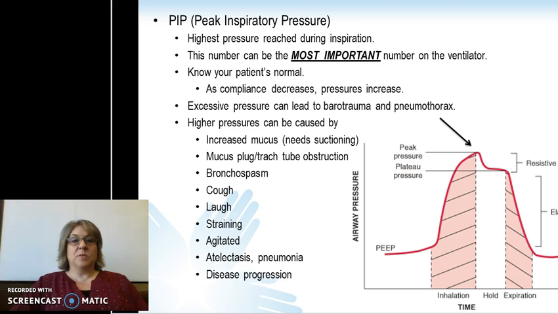This was a signal for me with this particular patient that she was becoming ill, and I knew that we had to start her on an antibiotic before her sputum turned colors, before she started running a fever or had other symptoms. This is a way to be proactive with your patient and not have to be reactive. There are lots of reasons the pressures can be increased. Like I said, it is due to decreased compliance because maybe they have increased mucus in their airways. They have a trach obstruction or occlusion, bronchospasm. They may cough, they may be laughing, straining, agitated. They may have some atelectasis or pneumonia starting, or quite possibly their disease could be progressing also.